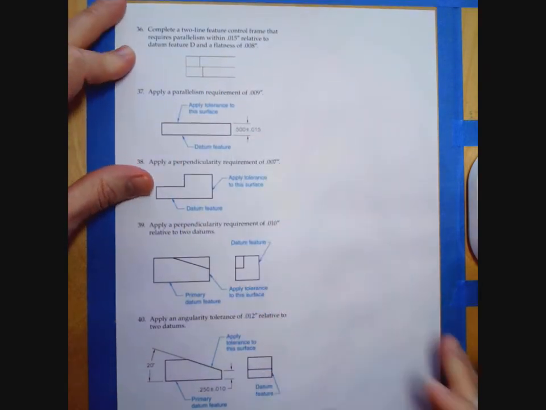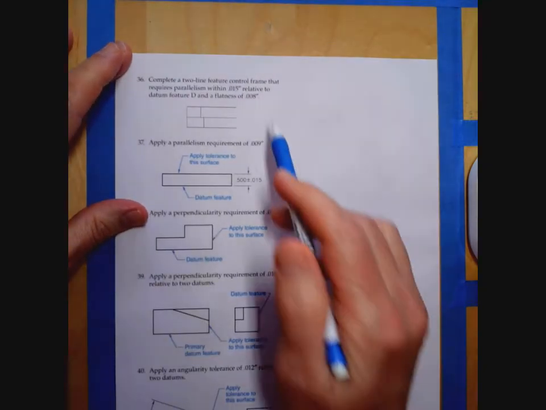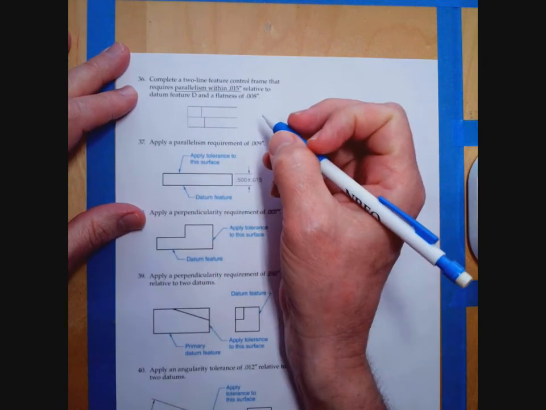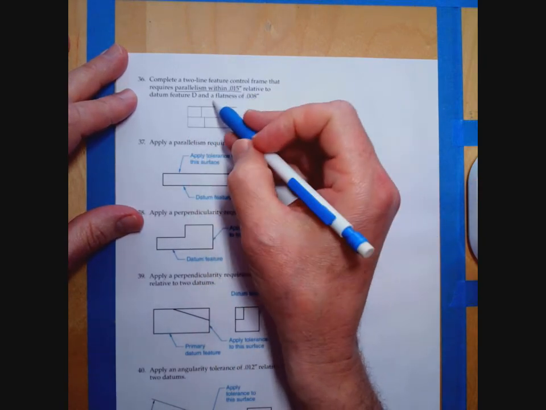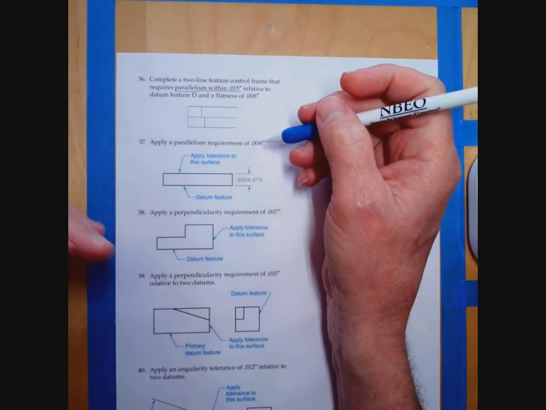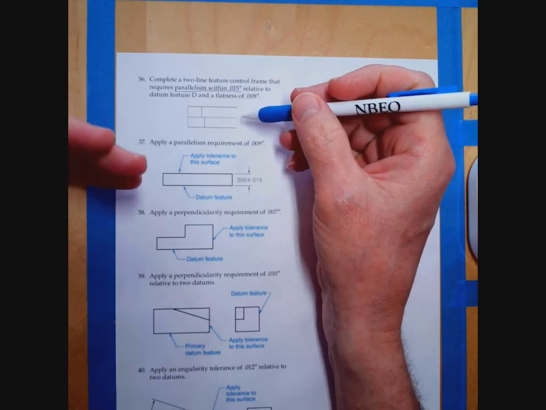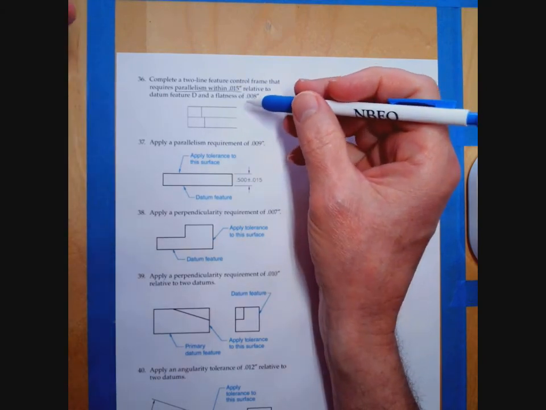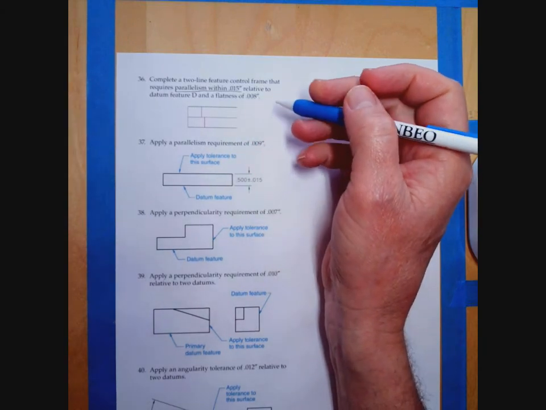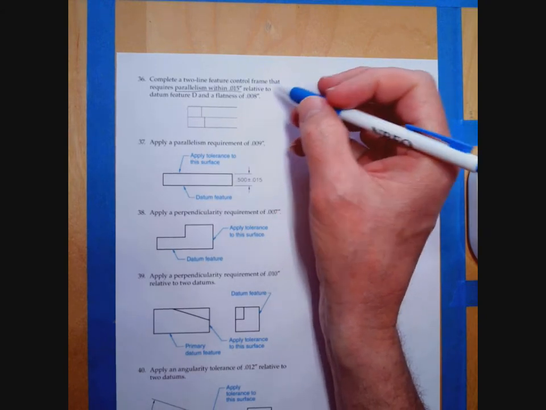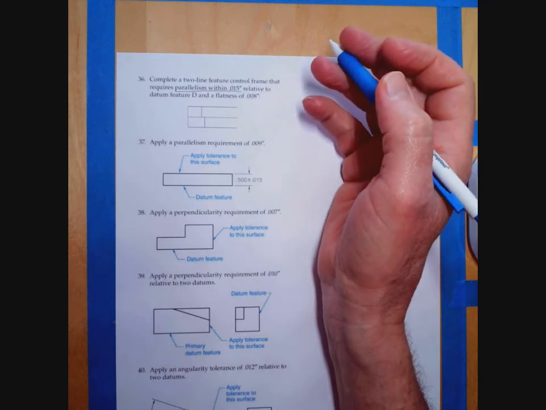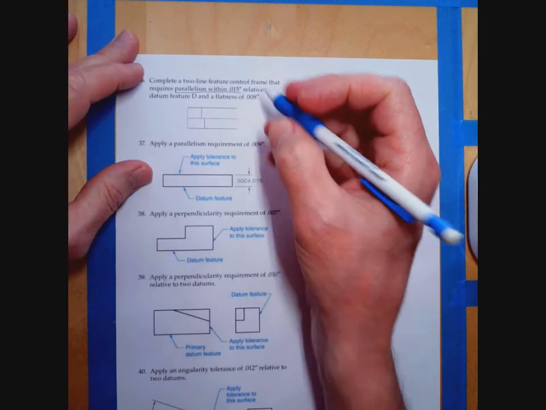So in problem number 36 up here, it says complete a two-line feature control frame that requires parallelism within 15 thou relative to datum feature D and a flatness tolerance of 8 thou. All right. So in a two-line feature control frame, the higher level tolerance is going to be on top of the lower level tolerance. Flatness is a lower level tolerance. It's a level 2 tolerance, a form tolerance. Parallelism is a level 3 tolerance. Okay, so parallelism is going to go on top.